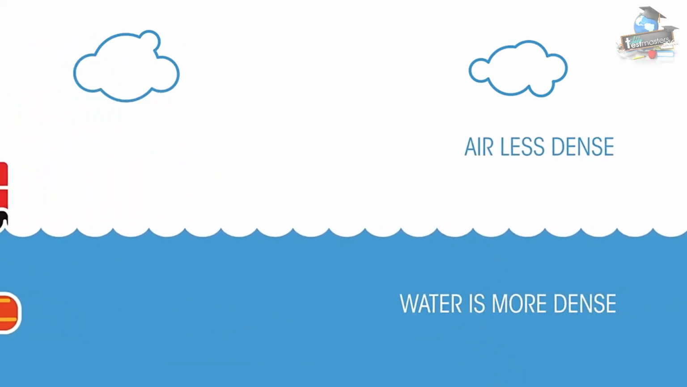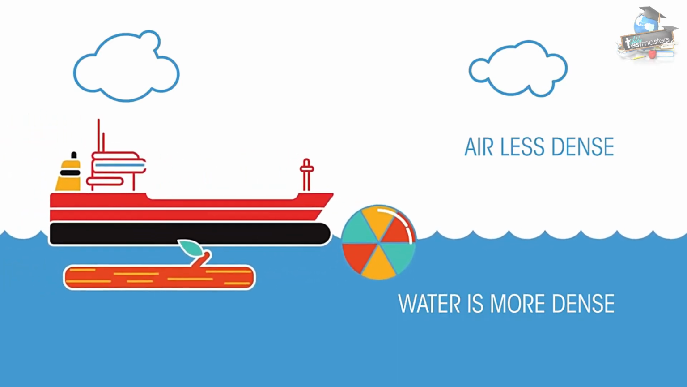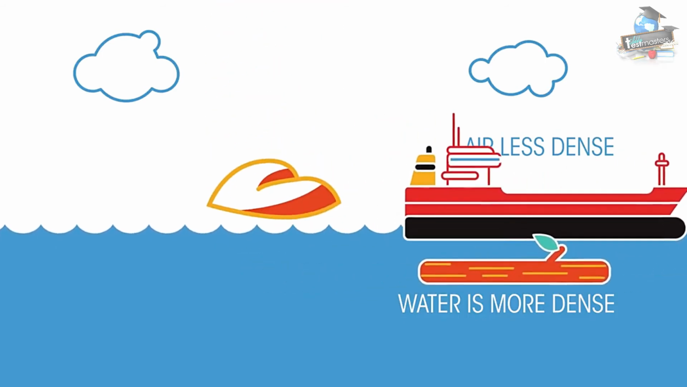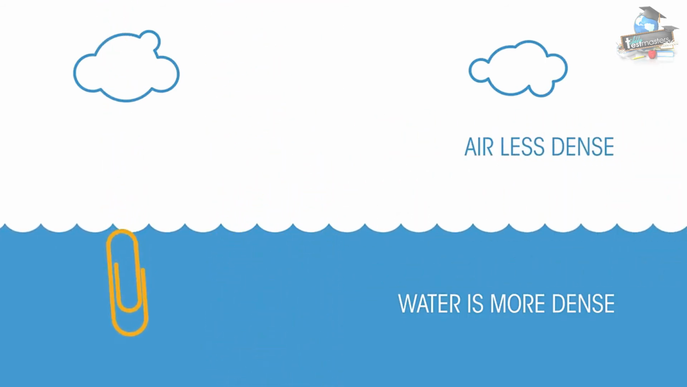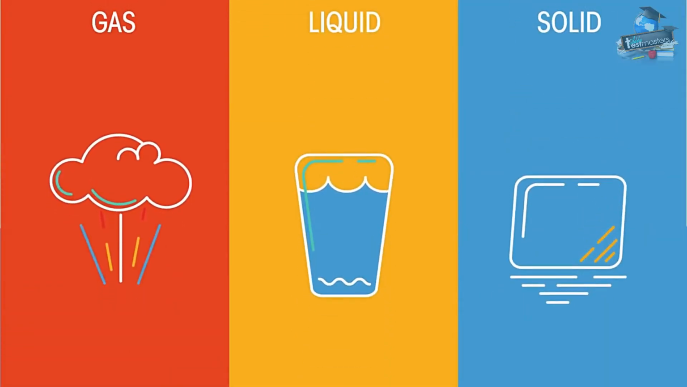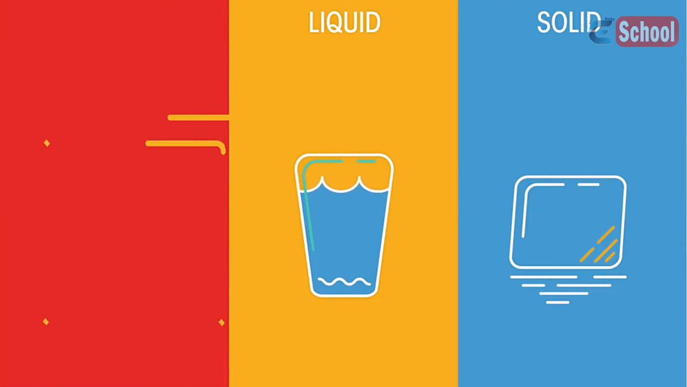Air is less dense than water. The beach ball, boat, and wooden log are also less dense than water, hence they float. But the pebble and the paperclip are more dense than water, and so sink. Don't be fooled into thinking that gases are always least dense, followed by liquids, and solids are most dense. This just isn't the case.